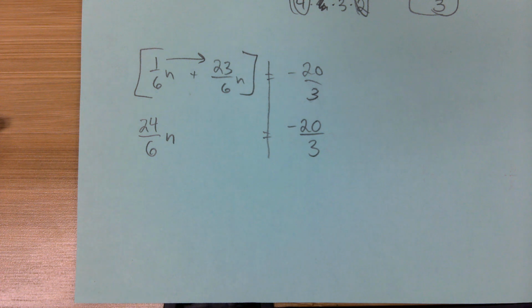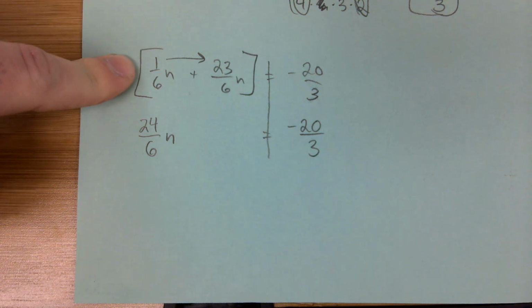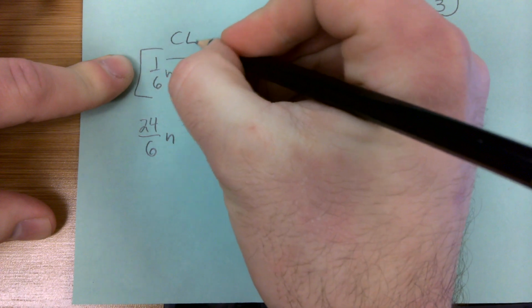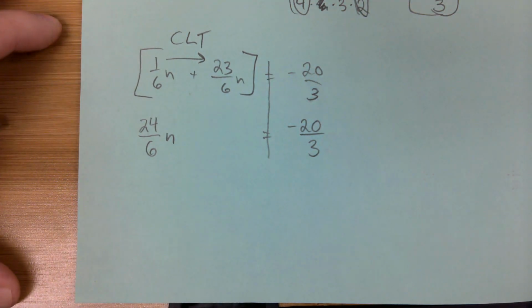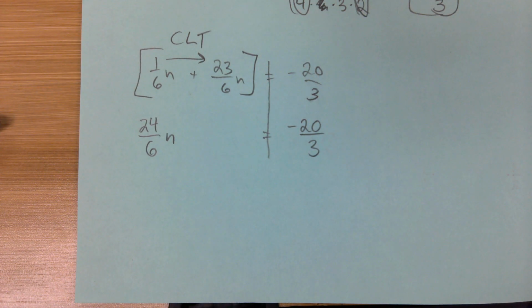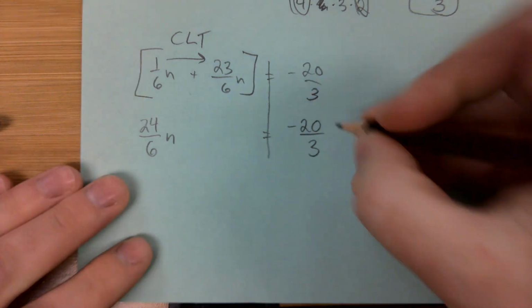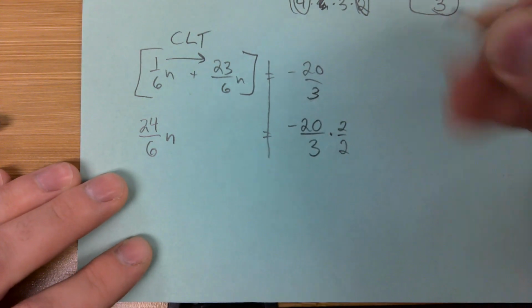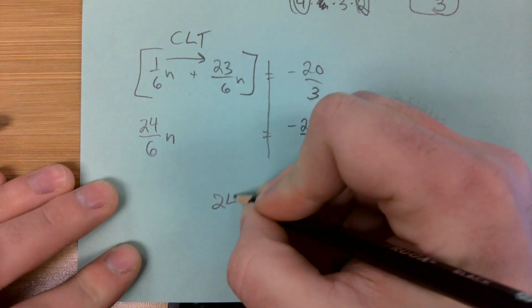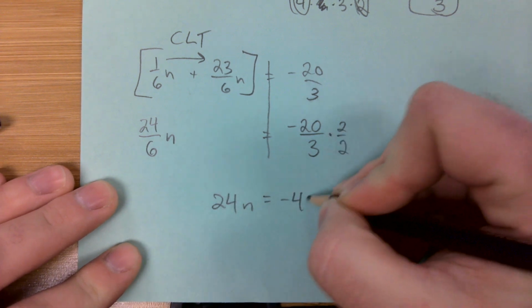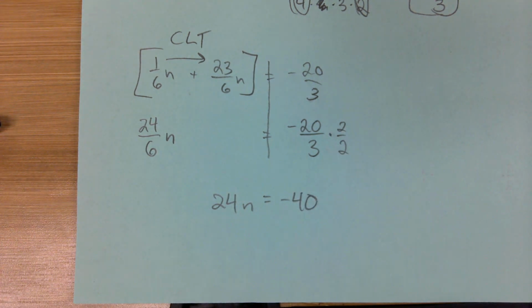You guys see what I did there? Give me a thumbs up if you see what I did right here. We just combined like terms. Now we're still going to multiply this side by 2 over 2. And it's really not even that much of a shortcut. It's pretty much the same amount of work either way.